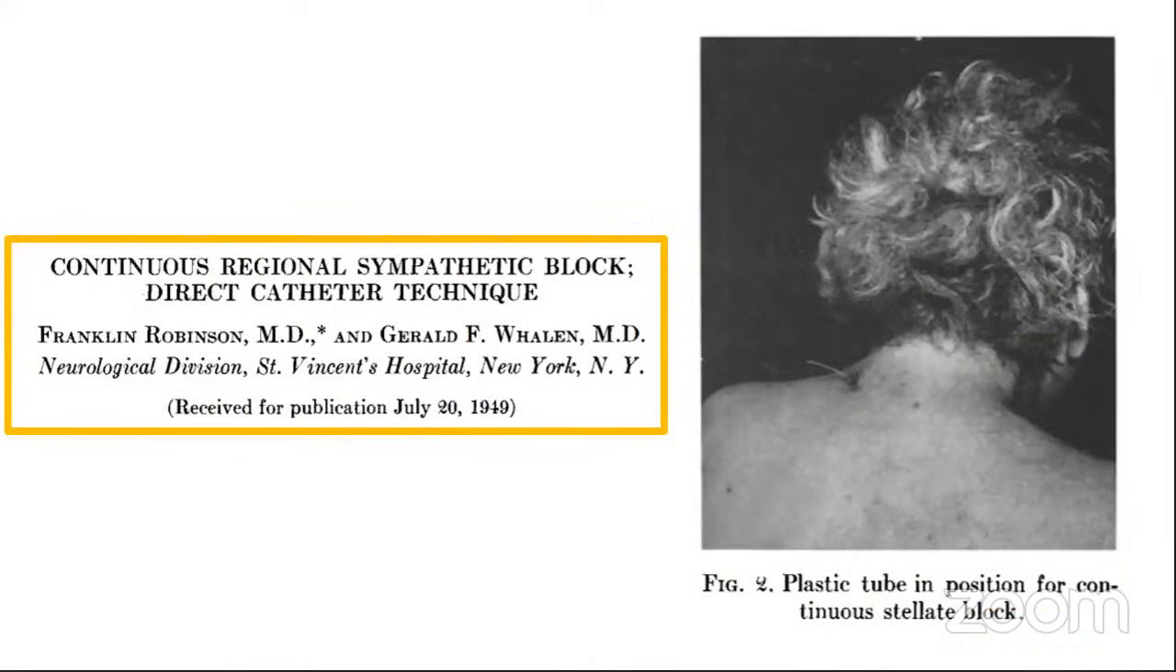Coming to the continuous catheter technique. Now, this is one picture I could obtain from the literature. This is from 1949, where you can see a plastic tube which has been inserted from posterior to anterior. And this is kept in the vicinity of the stellate ganglion, and then a continuous infusion or maybe intermittent injections must have been performed in this particular case.